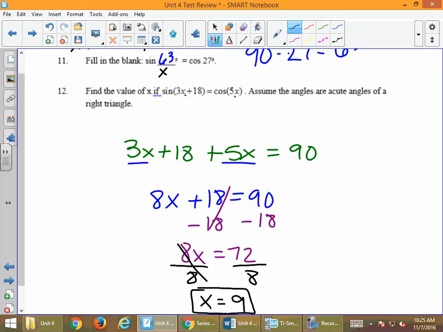Questions over that. Again, when the sine of one thing equals the cosine of the other, those angles just add to 90. So you take whatever's inside the parentheses written next to the sine and the cosine, you just add them and set them equal to 90. Questions over that? Okay, go ahead, flip it over. Let's go on to the next one here.